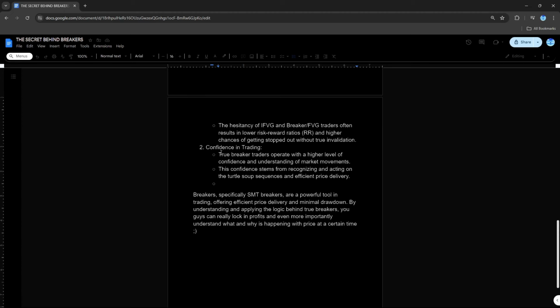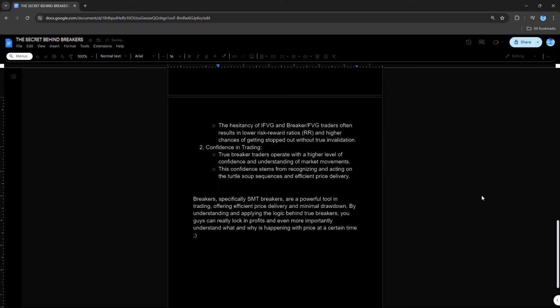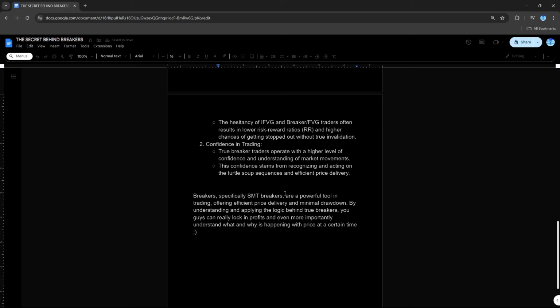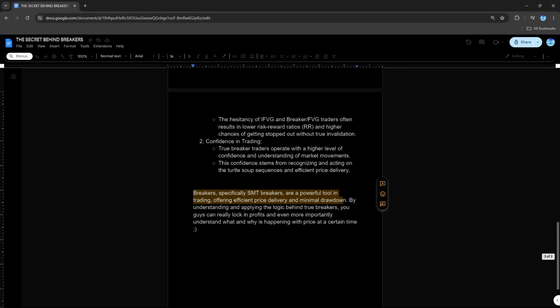True breakers operate with a higher level of confidence and understanding of market movements. This confidence stems from recognizing and acting on the turtle soup sequence and knowing that it delivers price efficiently. They are a super powerful tool, right? Like we've said a million times, they show efficient price delivery. And from an accumulation, manipulation, distribution standpoint, when that breaker forms, it gives an idea of how much the manipulation is, so you can deviate the manipulation to see how far price will distribute to.